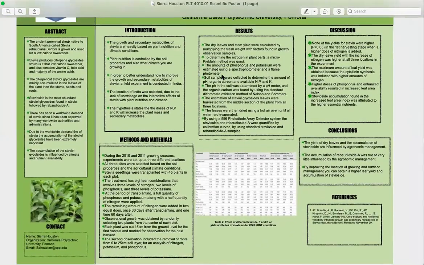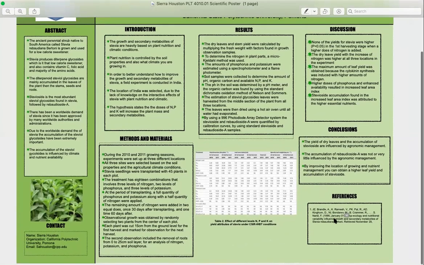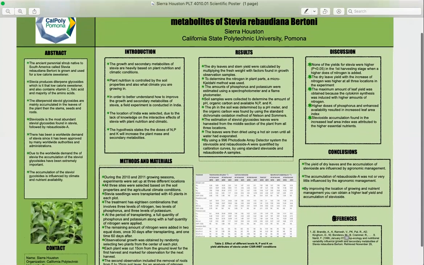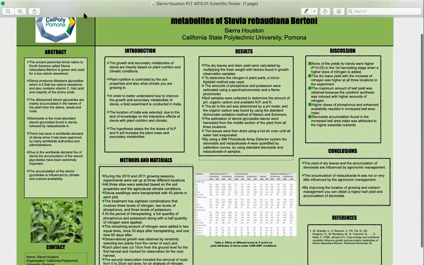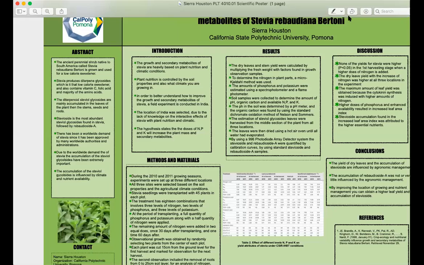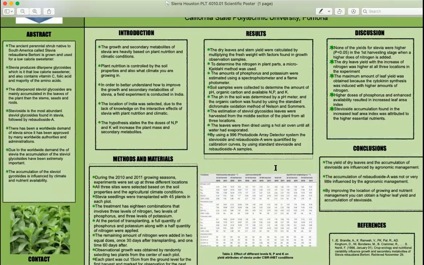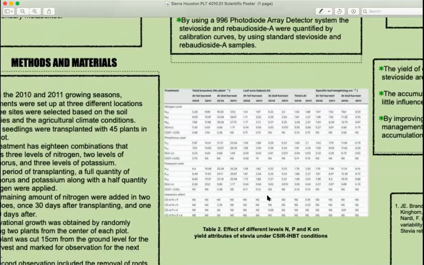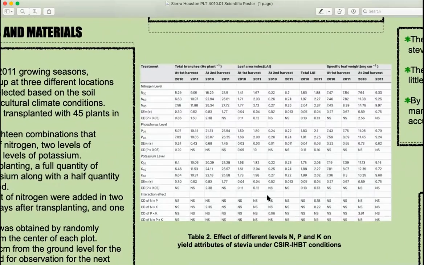So that was my poster. I have my references down here if you want to check out the article itself. I would say that the graphs used are very hard to see, so this is why I included table 2, because it is a little bit easier to see.